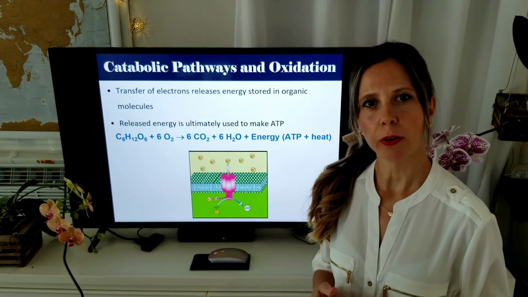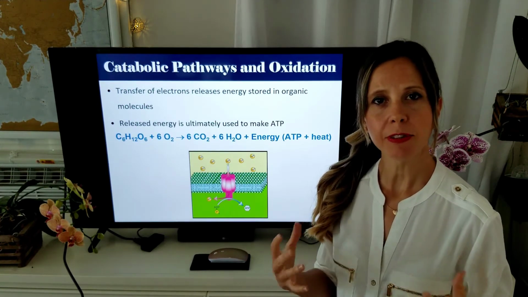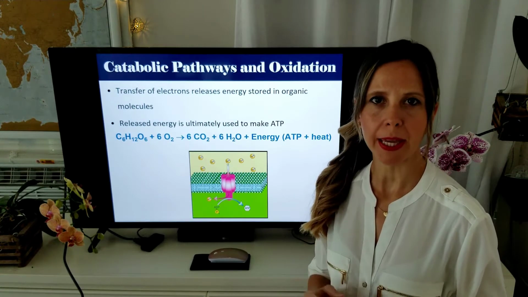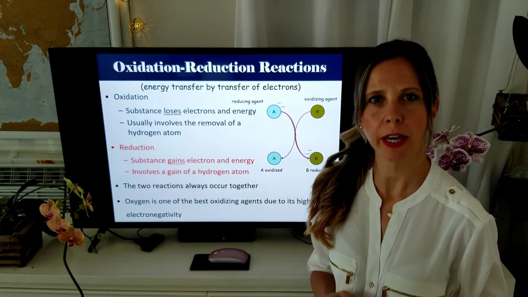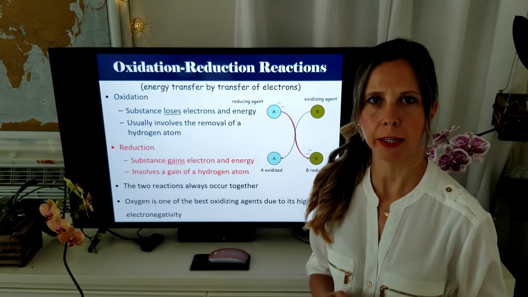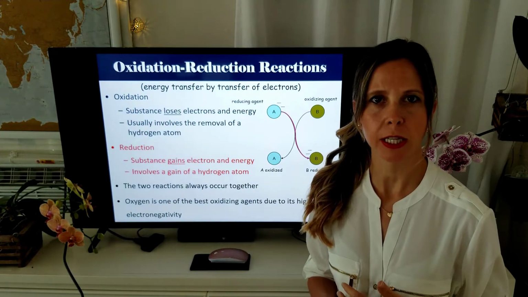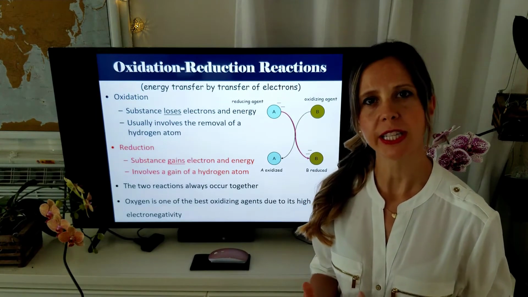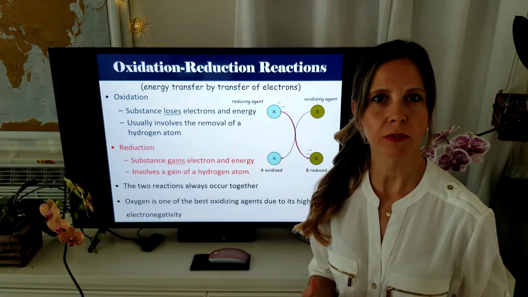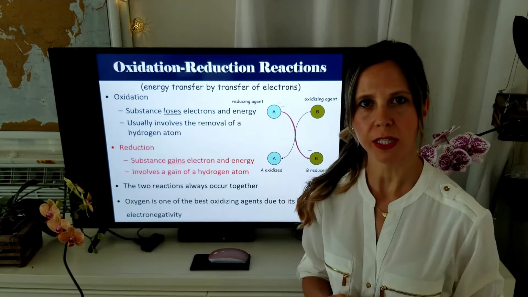The energy stored in organic molecules is released through the transfer of electrons, and this released energy is ultimately used to make ATP. Oxidation reduction reactions involve the transfer of energy through the transfer of electrons. Oxidation refers to the loss of electrons, and it is normally accompanied by the loss of a hydrogen atom. Reduction is the gain of electrons, and this usually involves the gain of a hydrogen atom. Oxidation and reduction reactions always occur together.